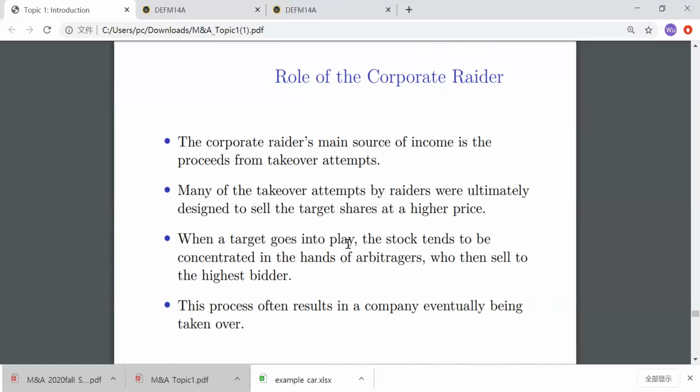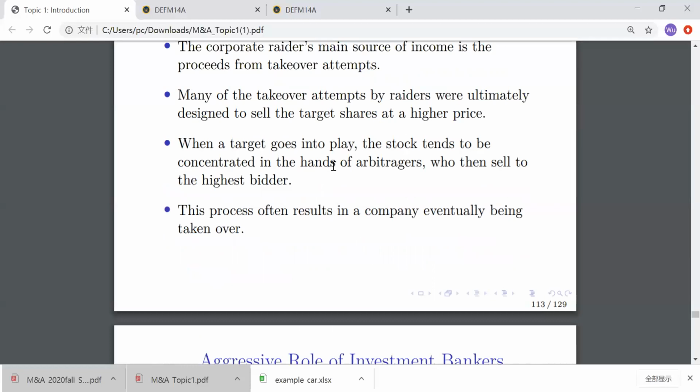Basically, when a target goes into play, the stocks tend to be concentrated in the hands of arbitrageurs or raiders, right? And then the raiders will sell to the highest bidder later. So this process often results in the company eventually being taken over. So you can see this is how the corporate raiders make profits.